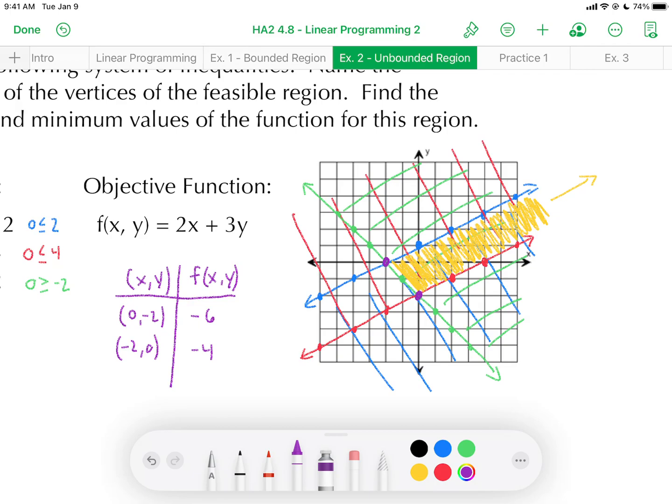Well, that's not correct. On an unbounded region, typically you don't have both a maximum and a minimum. It's one or the other. Okay? So let me try to visualize this for you. It's all predicated on the plane that's represented by that objective function. Okay?